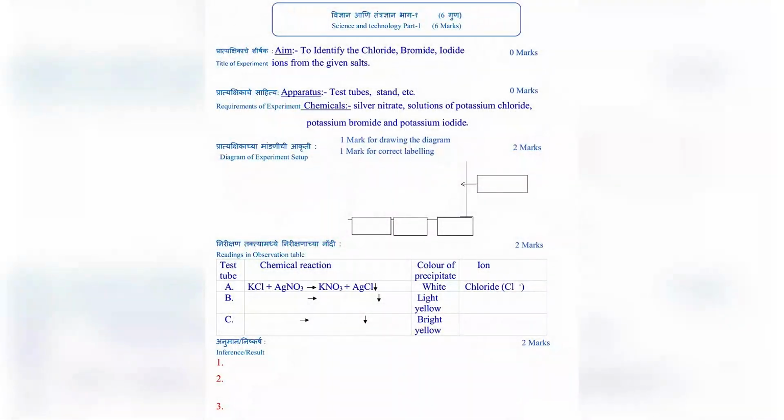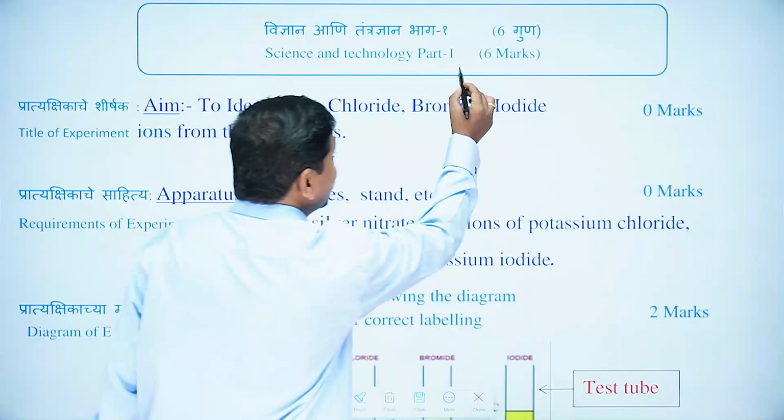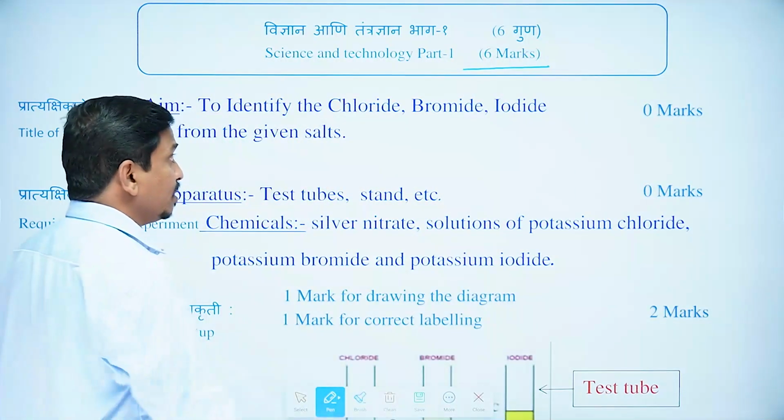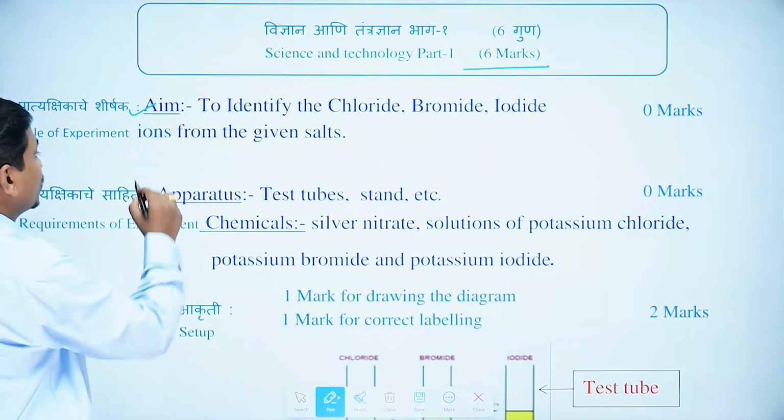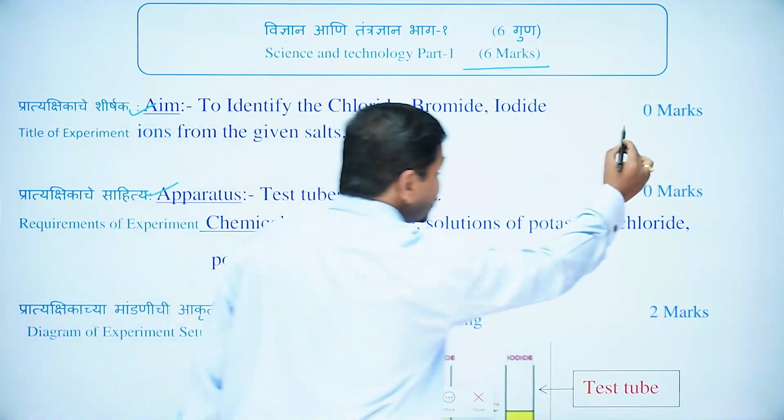You will get the practical sheet like this in your board exam. For this practical, you will get 6 marks. You will not get any marks for aim and apparatus. You will get 0 marks.